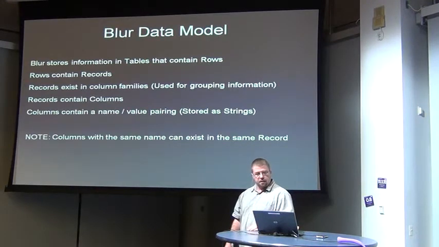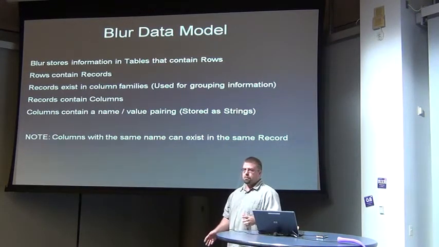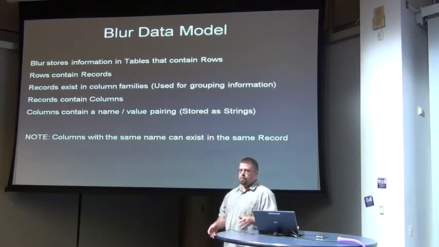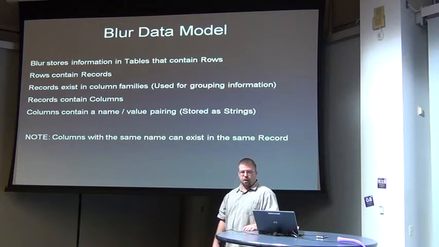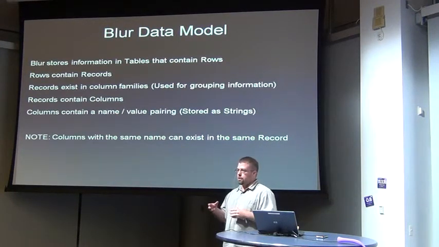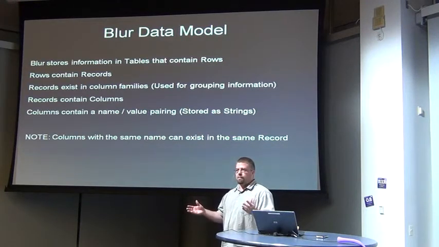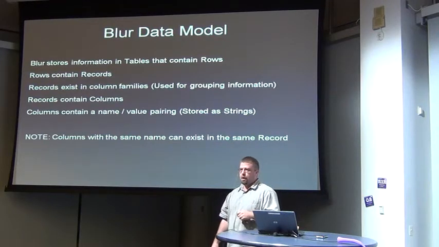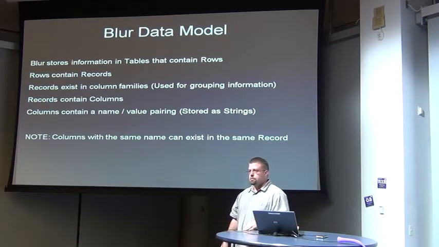Data model. It's basically everything stored in tables. Rows are contained within tables. Records are contained within rows. Records themselves are assigned to column families, and column families are really just used to group information. You're probably all familiar with the concept. Columns contain name-value pairs, but the interesting thing is you can put the same column, the same name, in the same row several times to create an array effect. So if you need multiple values in a column, you can just add it multiple times, similar to the way fields work inside Lucene.